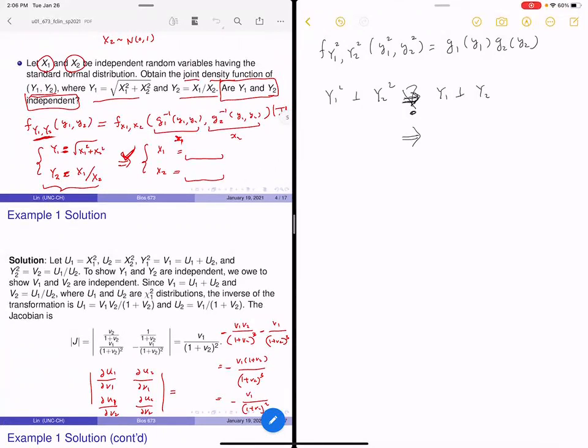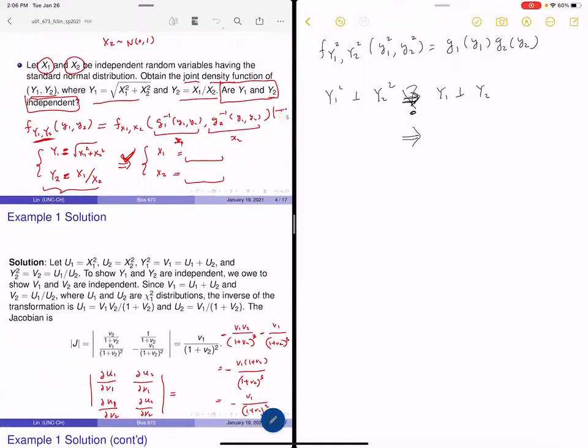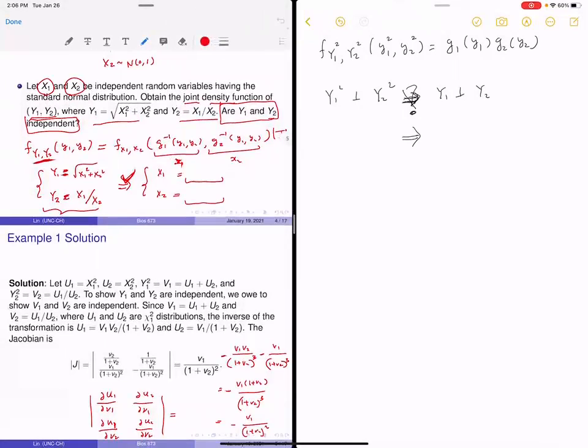Okay. So then we keep showing that, because Y1 is the square root of X1 squared plus X2 squared, it's much easier to work on the PDF of X1 squared and X2 squared directly. Then X1 squared is chi-squared 1, and X2 squared is chi-squared 1 as well.